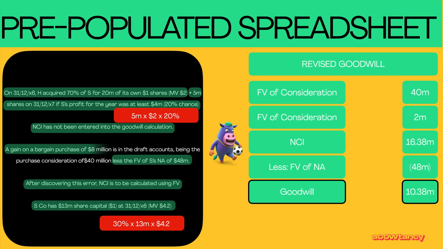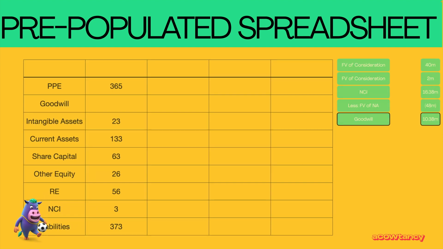What they've done, though, is they've got a bargain purchase of 8 million because all they've done is looked at the purchase consideration of 40, take it off the net assets of 48, and have got an incorrect bargain purchase of 8 million. So let's deal with that then by adjusting the pre-populated spreadsheet.